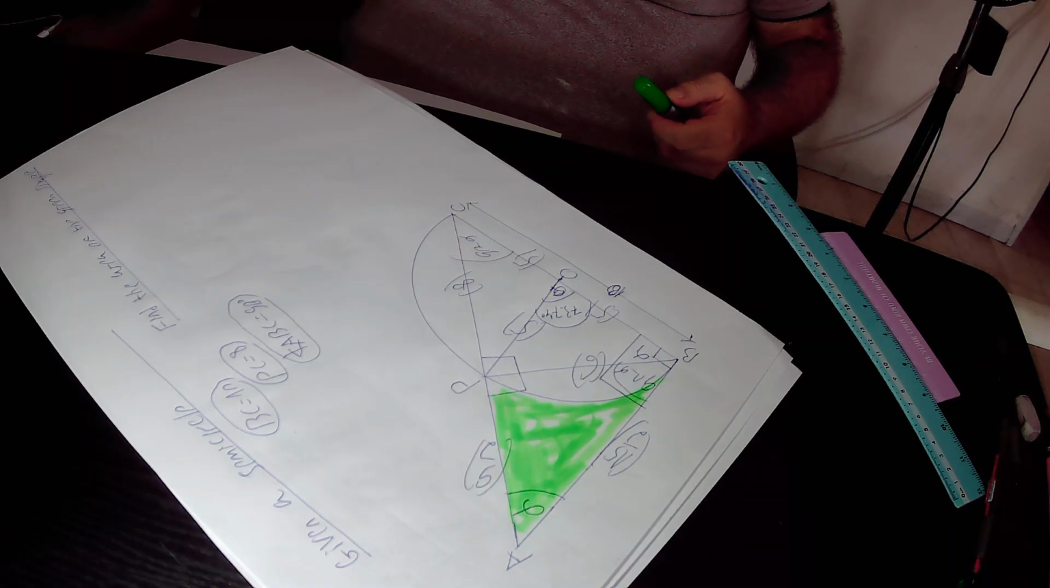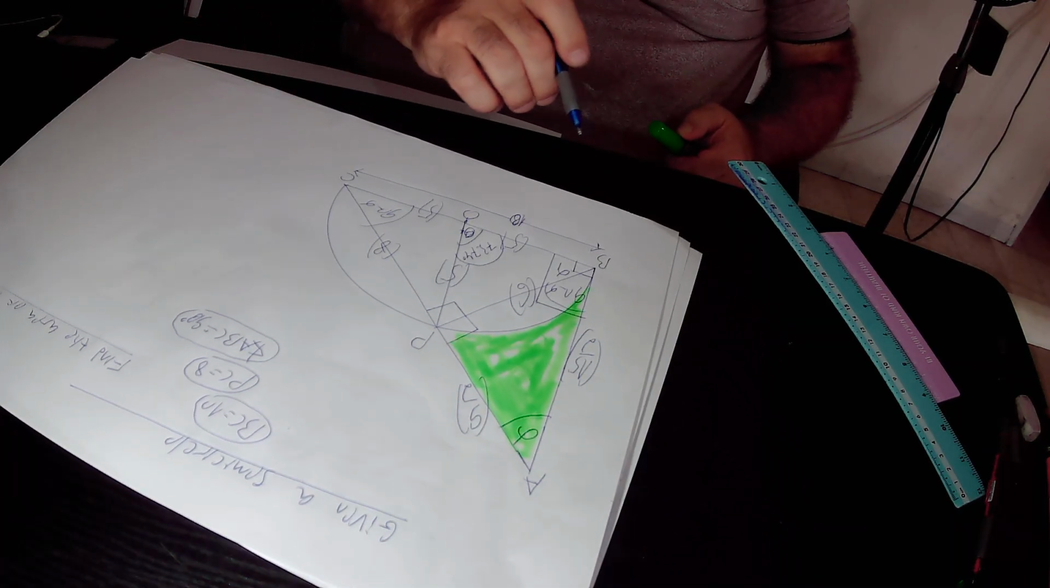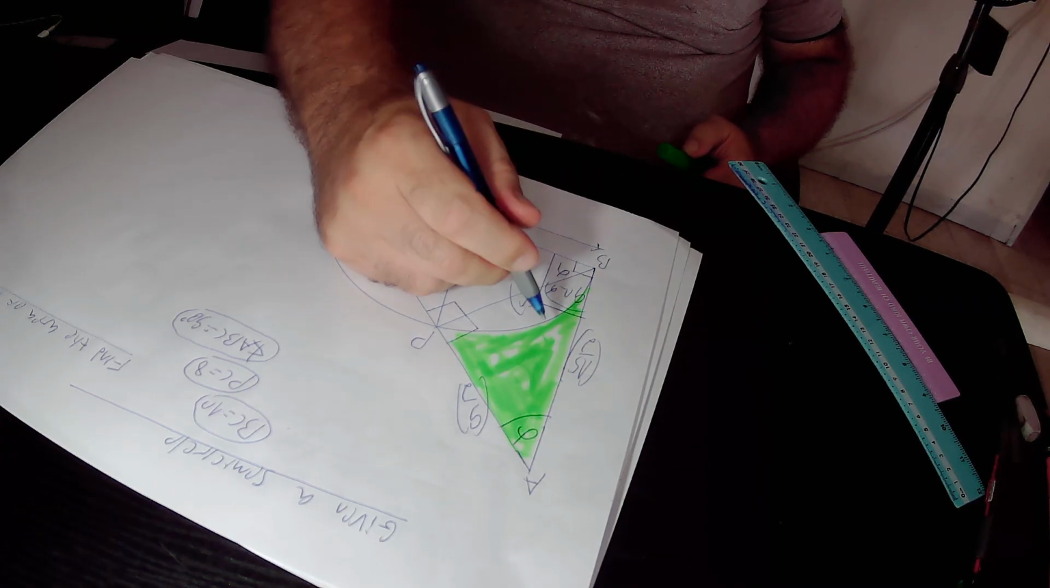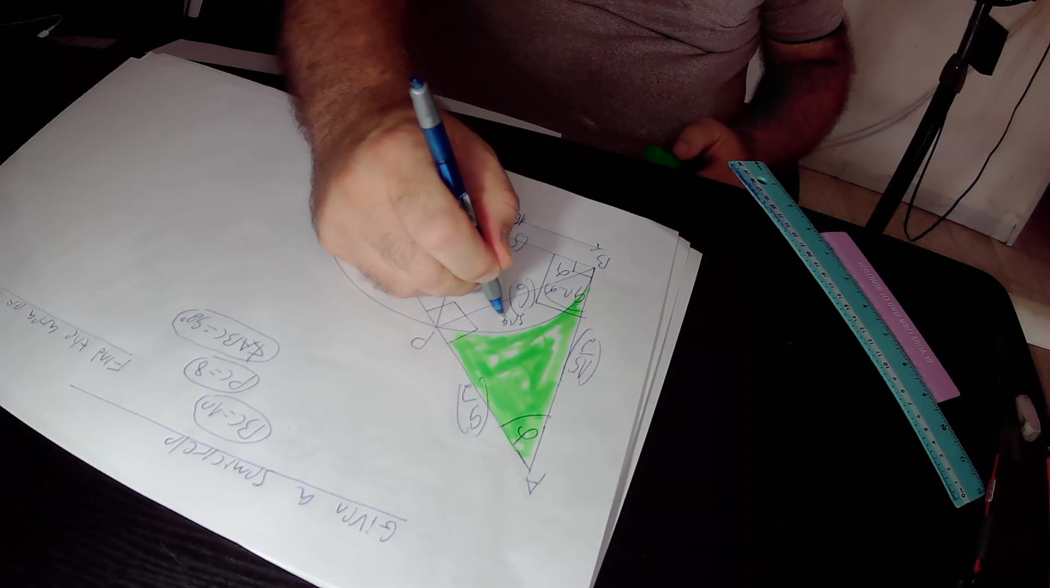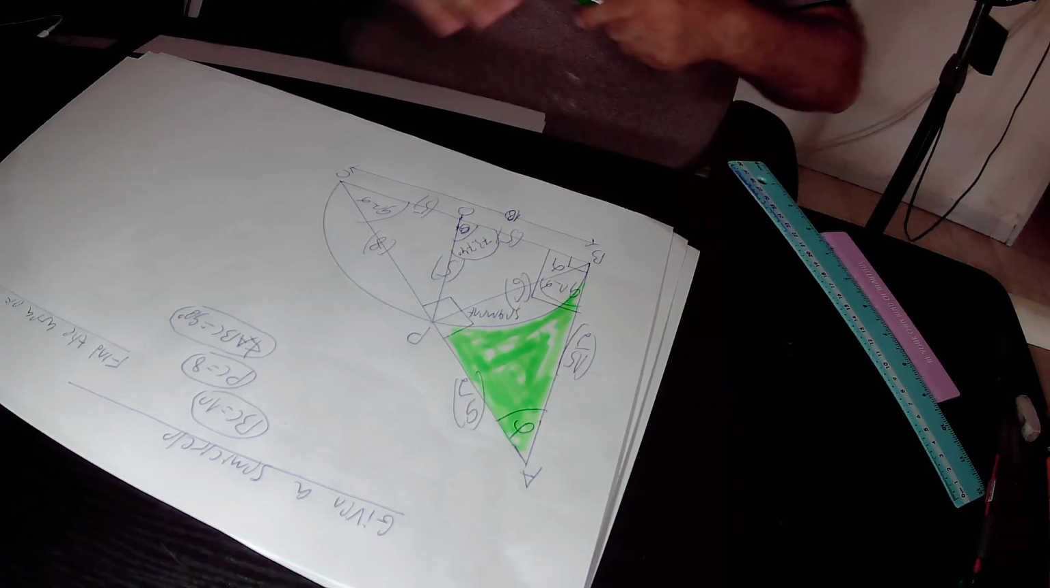Our task is to find out the area of this green shape. In order to find out the area of this green shape, first of all, we have to find out the area of segment BP. This is segment BP. So what is the area of segment BP?